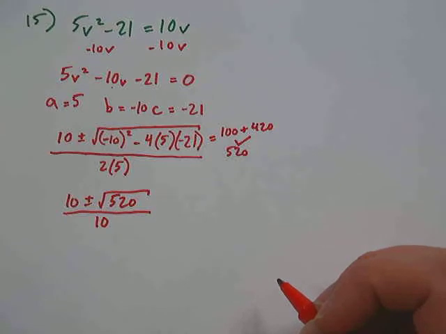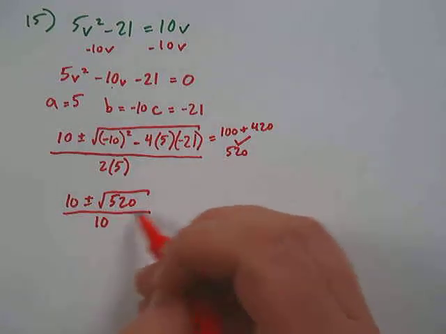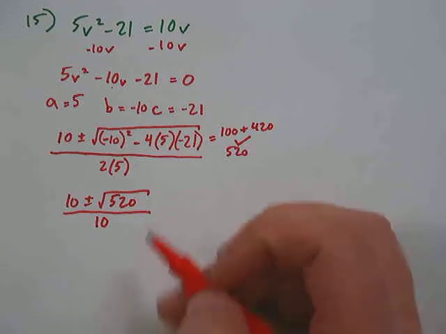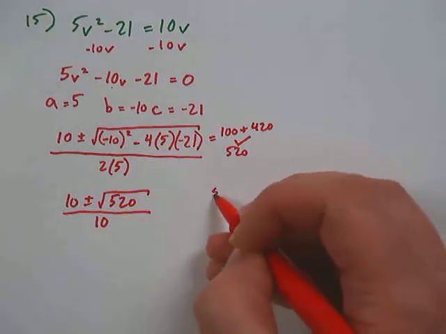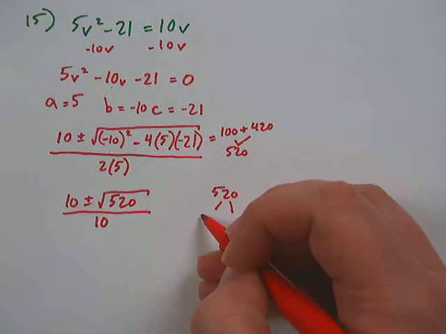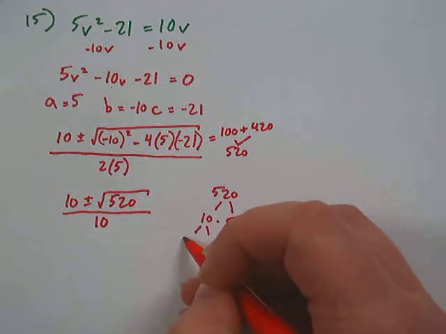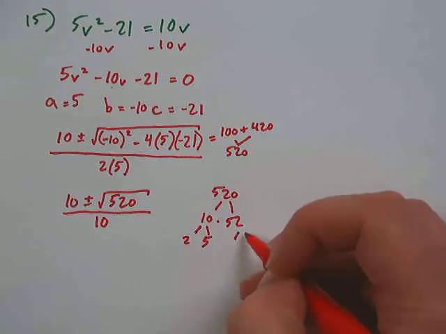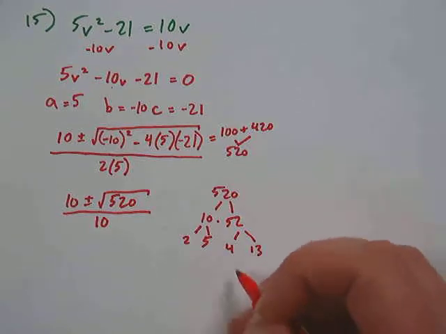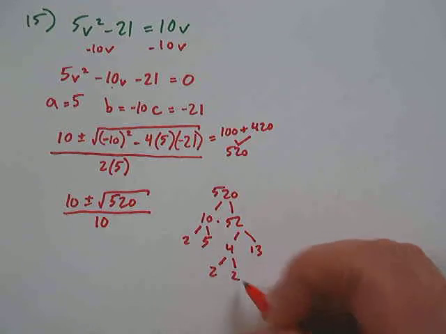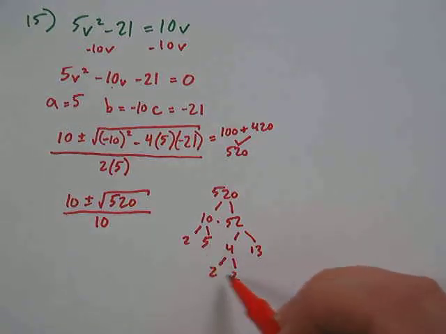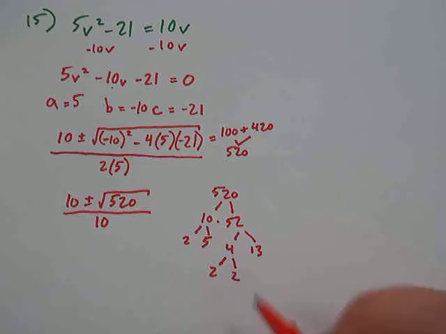Okay, so we're almost done, but what we do have to do is see if we can simplify this radical any further. So let's figure out what 520 breaks down into. So we can start with 10 times 52, and then 10 breaks down into 2 times 5. 52 breaks down into 4 times 13. 4 breaks down into 2 times 2. And now we have all prime numbers on the end. So we have 2, 5, 2, 2, and 13. So of these, we have one pair of 2's. So the 2's will get to come out, and that's all.